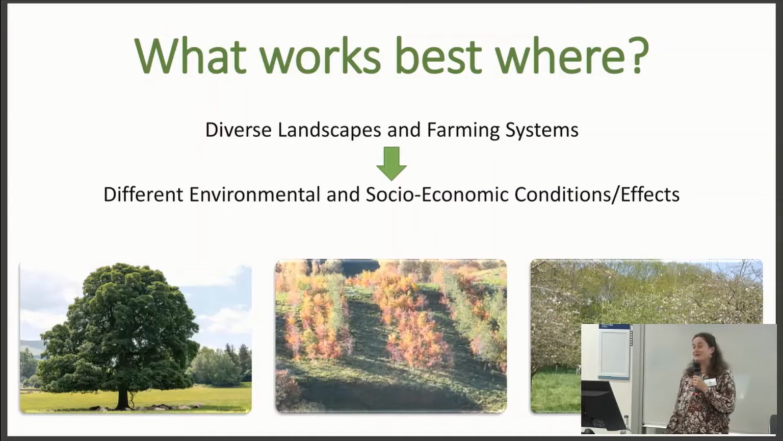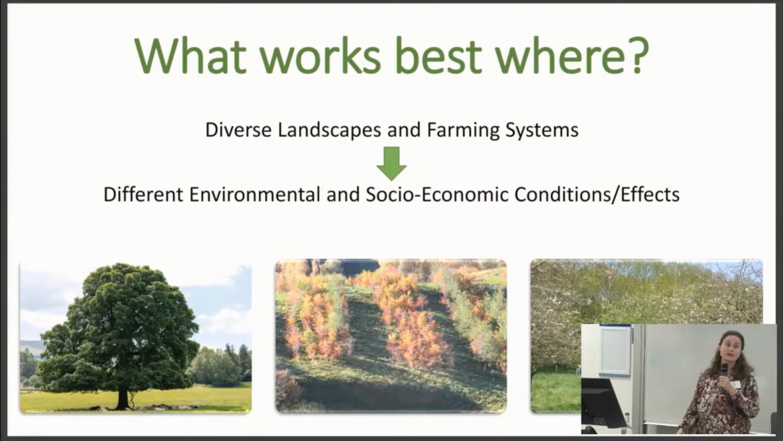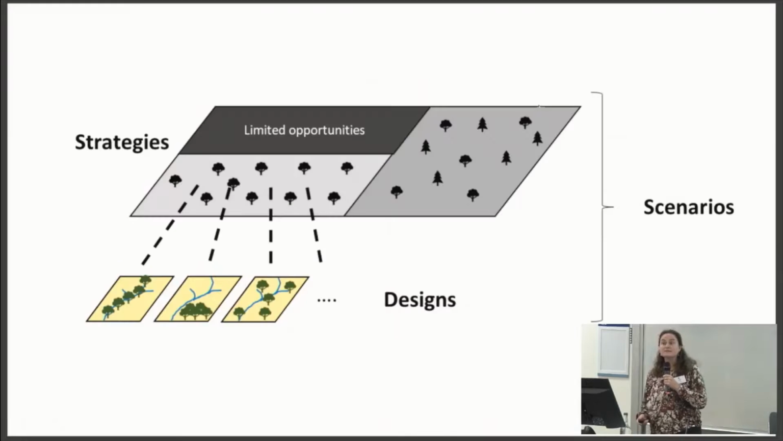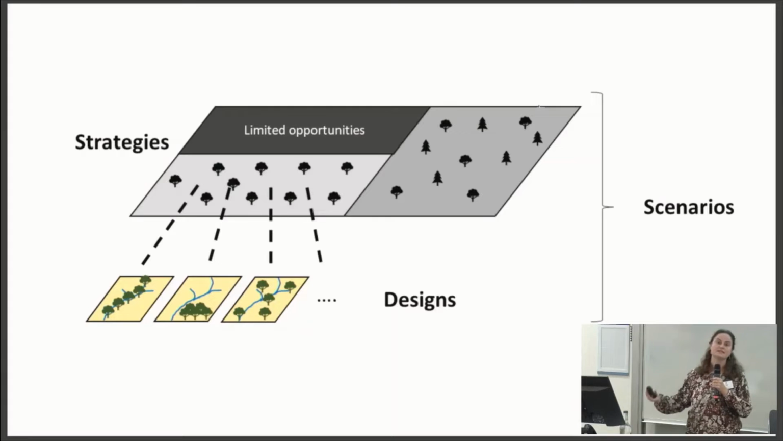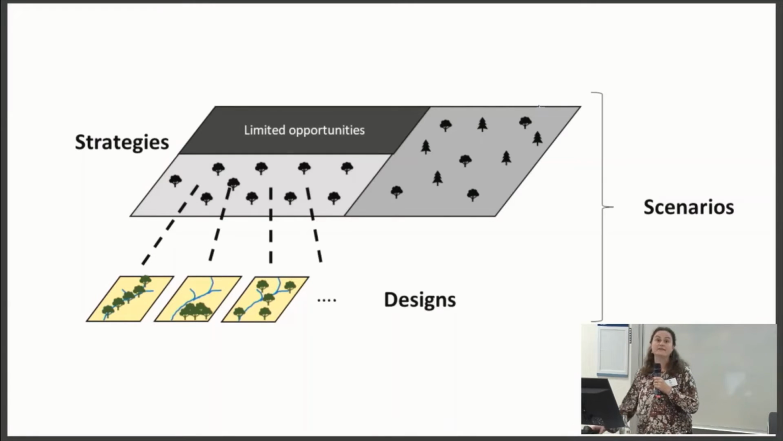In the UK, we have a hugely diverse range of landscapes and farming systems, but grant schemes are generally quite prescriptive. So understanding what works best where will help to reduce barriers for agroforestry uptake and also optimize the environmental benefits. We are considering planting scenarios which involve tree planting strategies at a higher level. So this involves identifying priority regions or landscapes or species. And within that, we are going to look at planting designs at the farm level.